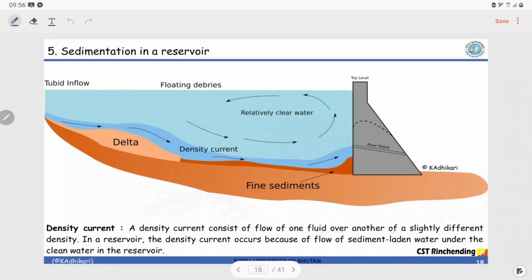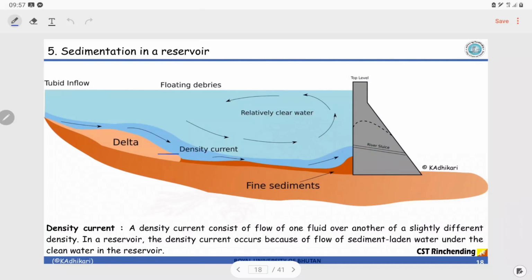Now here comes the main important part of this, the river sluice. If we construct our river sluice exactly at this location, then this portion of sediment will be flushed out. So the amount of sediment that is going to settle eventually in the reservoir will be reduced, as these sediments are efficiently flushed out. That's why we construct the river sluice at the region where there is a density current.